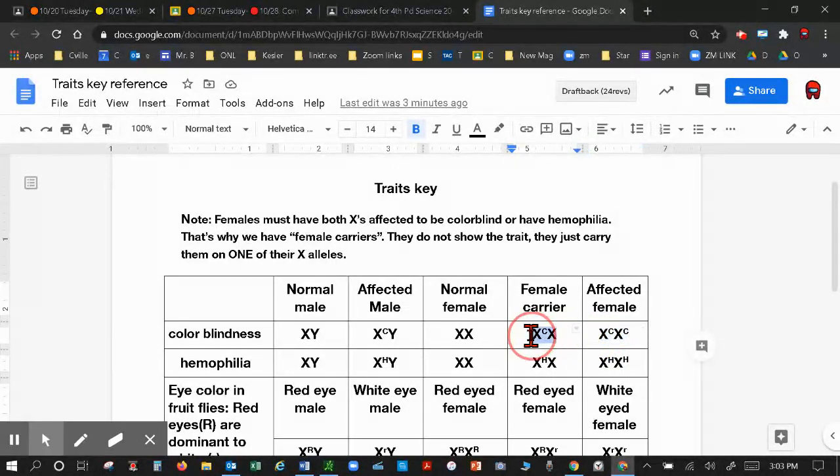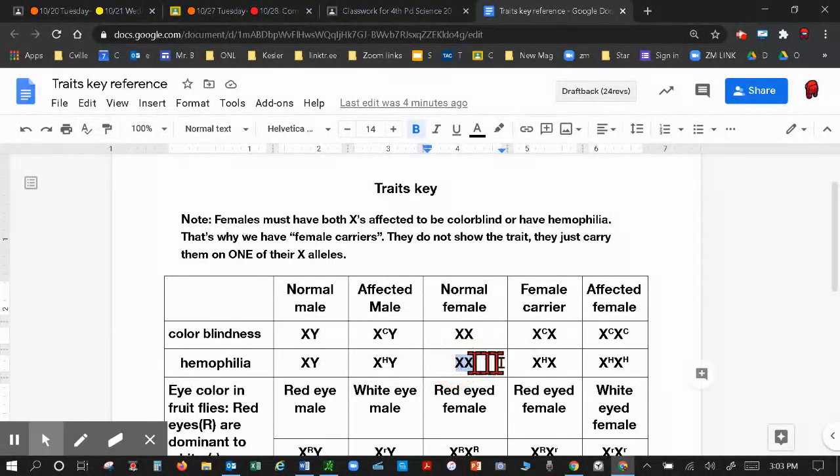Females can be carriers, which is very common in the population. She'll have one XC, which means she carries the chromosome but does not show the actual trait. The same thing's true for hemophilia. So when somebody's blood does not clot properly, they need to take medication for that. Males, because they have only one X chromosome, if a male gets the allele for hemophilia, he has it. It's either you do or you don't.